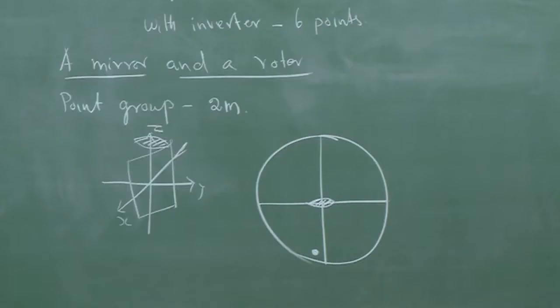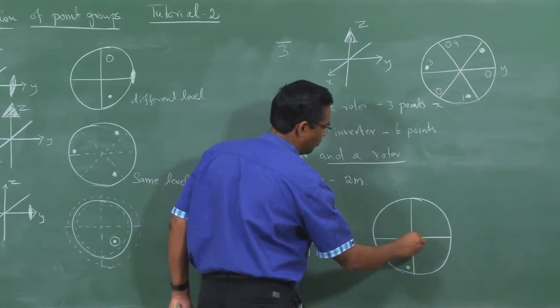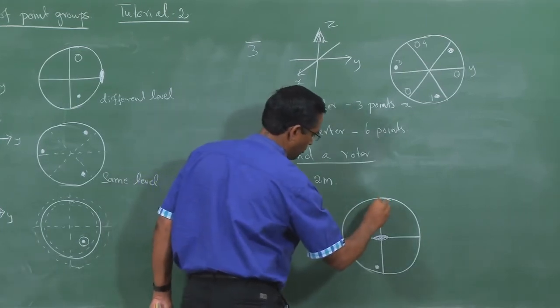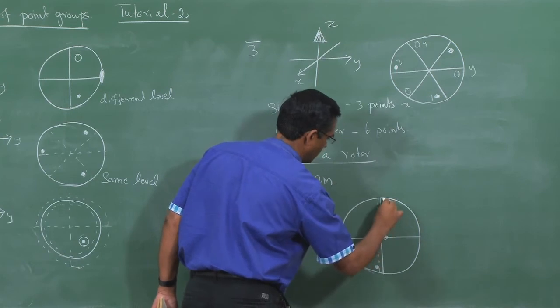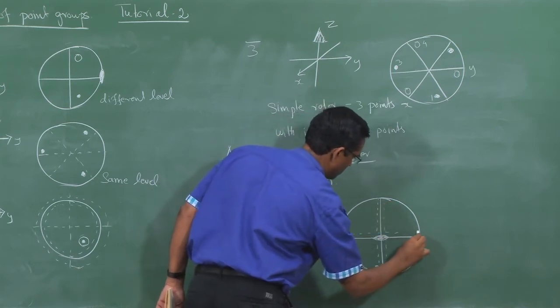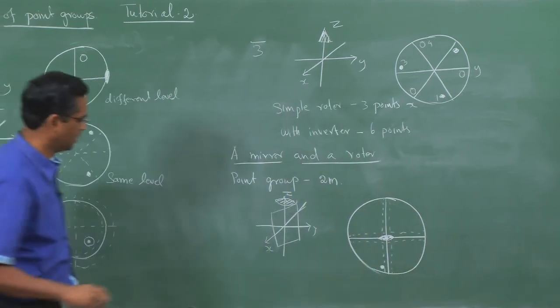So, what will happen to this point if you have 2m? That means this is a two-fold rotation on the z axis. So, you have 2 mirrors, one is here and another mirror is here. So, what will happen now?